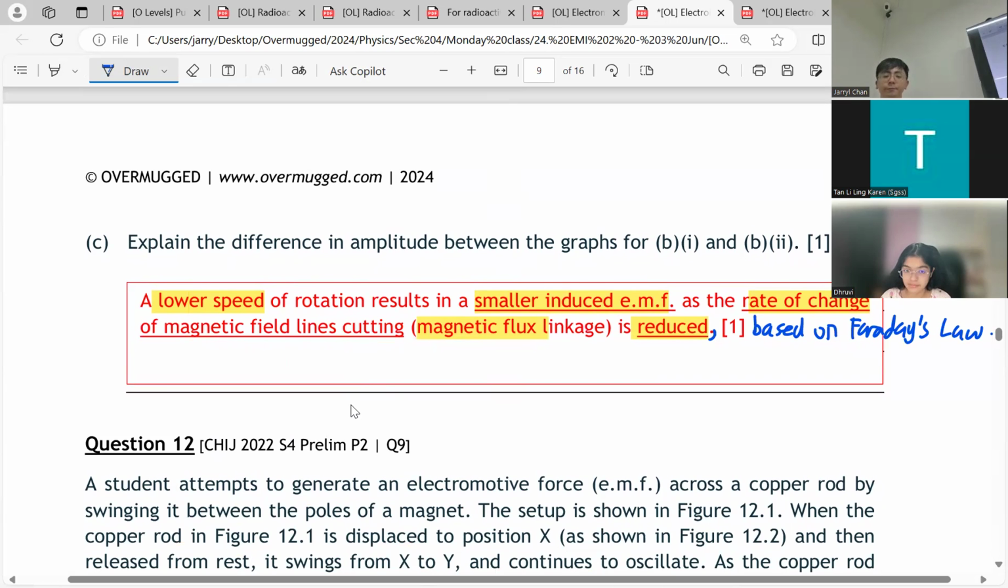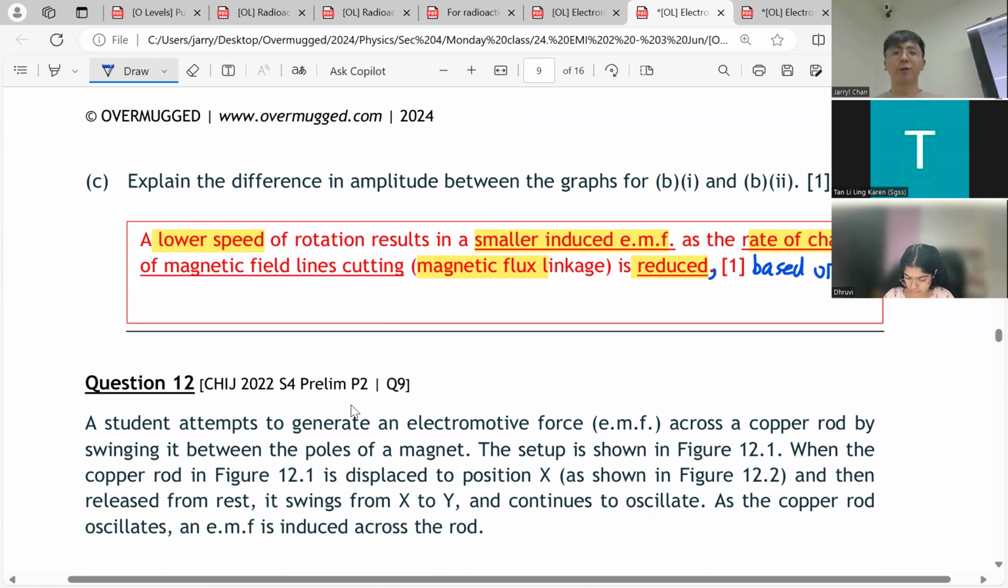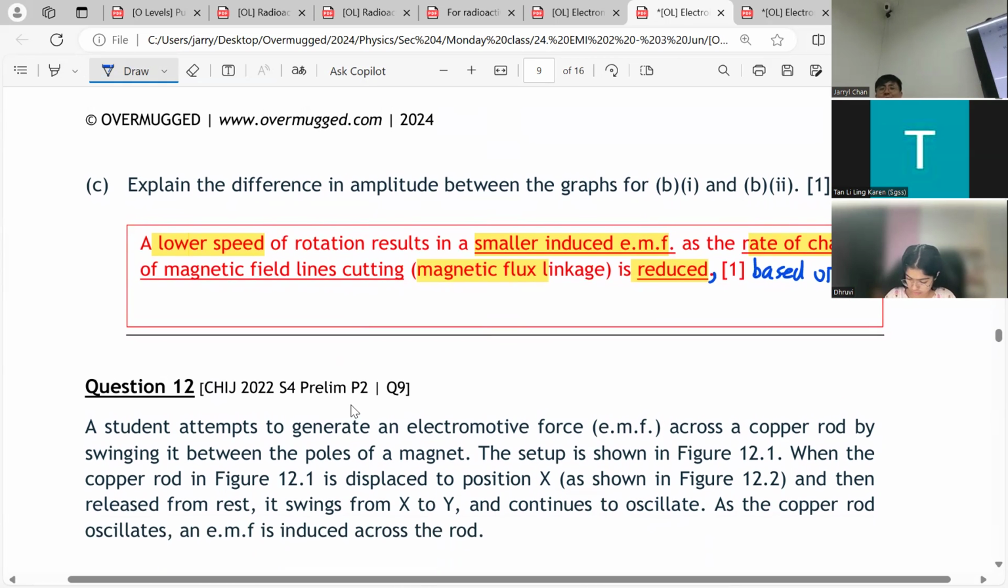Question 12. Question 12 is really interesting. Okay, let's go. Question 12. Attempt to generate EMF across a copper rod by swinging between the poles of a magnet. Right, with this attempt to generate an EMF, this should be automatic clue to you that, oh, I'm going with EMI approach. Okay, EMI meaning it is probably a generator. Hence, I need to be using Fleming's right hand rule.